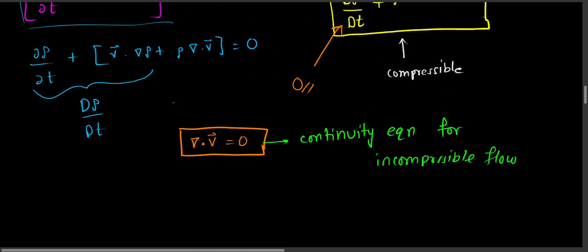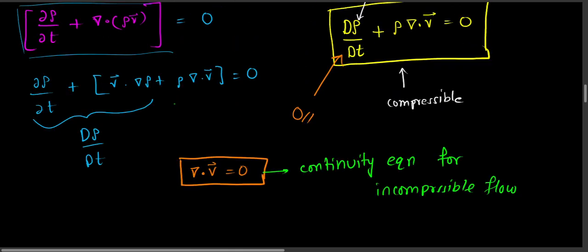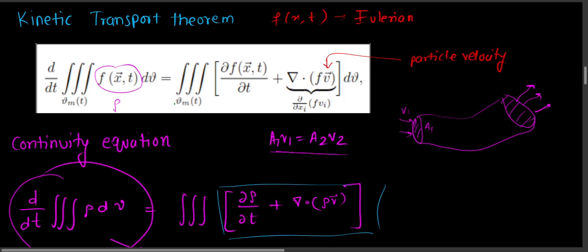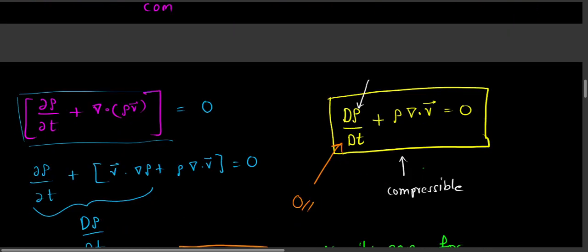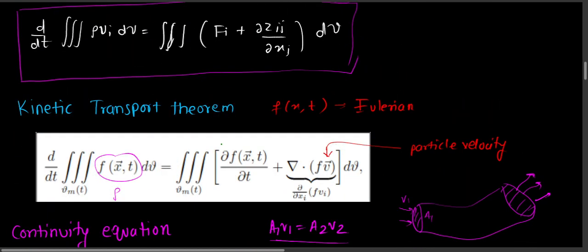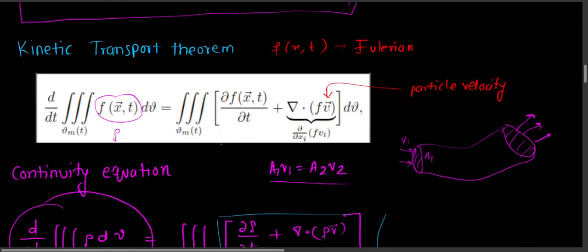And in our last class, we discussed the continuity equation. First, we discussed what the kinematic transport theorem is, and from that, we derived the continuity equation. We got the continuity equation for compressible and incompressible flow. So today, we'll be exploring another equation, after which we'll see how many equations we have and what we can do with them.